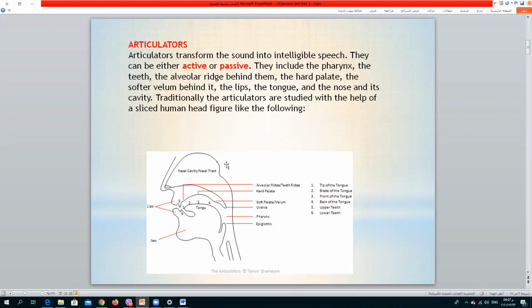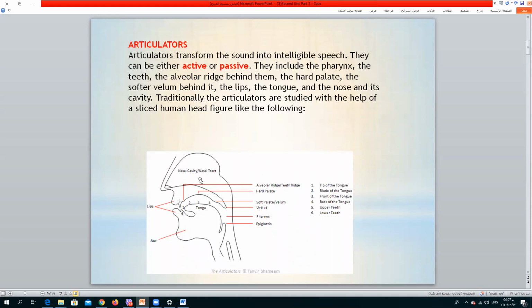They include the pharynx, the teeth, the alveoli behind them, the hard palate, the softer velum behind it, the lips, the tongue, and the nose, its cavity. Traditionally, the articulators are studied with the help of a sliced human head figure like the following.